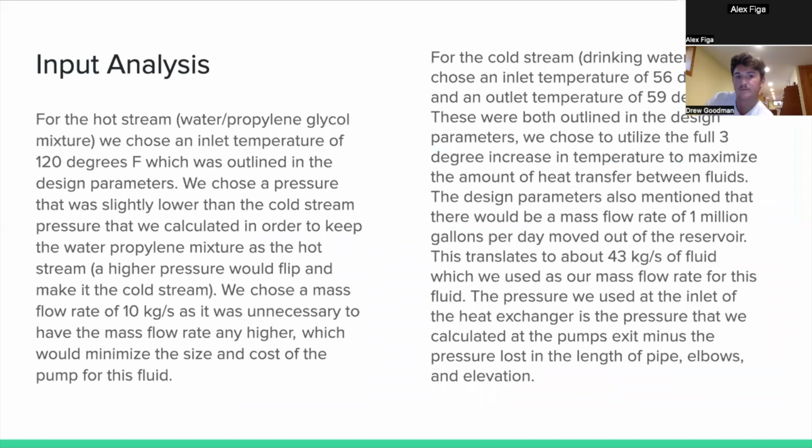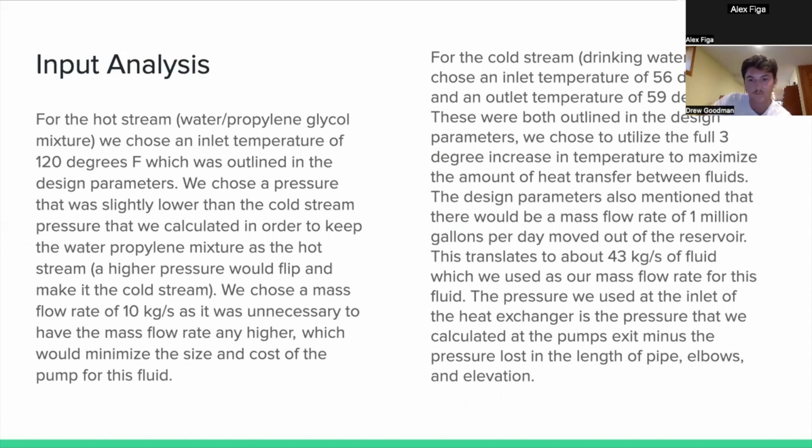Elaborating more on what Drew said, for the hot stream we had the water propylene glycol mixture, and we chose the inlet temperature of 120 degrees, which is outlined in our design parameters for this project. We chose a pressure slightly lower than the cold stream we calculated in order to keep the mixture as the hot stream. If we had it at a higher pressure, it would flip to the cold stream, so that limited us, and we had to choose a lower pressure for that.